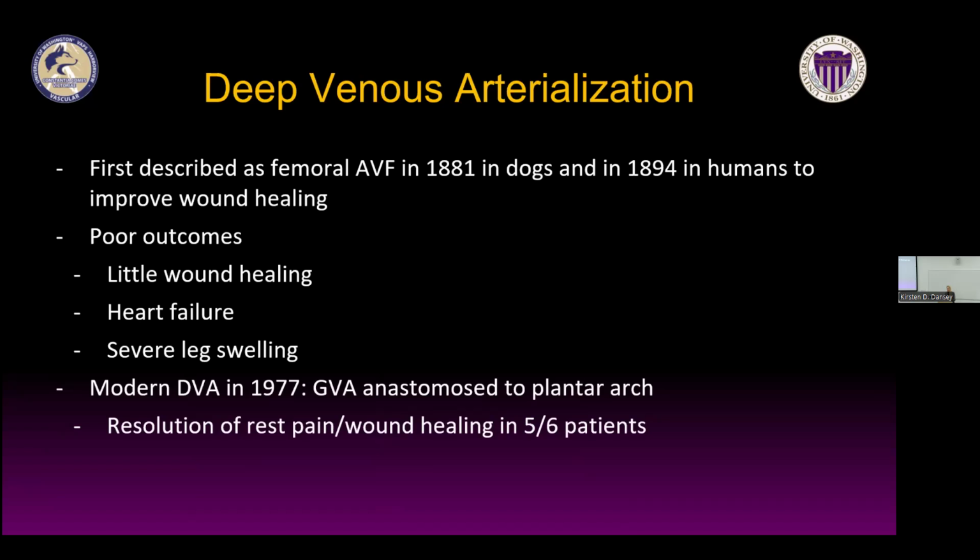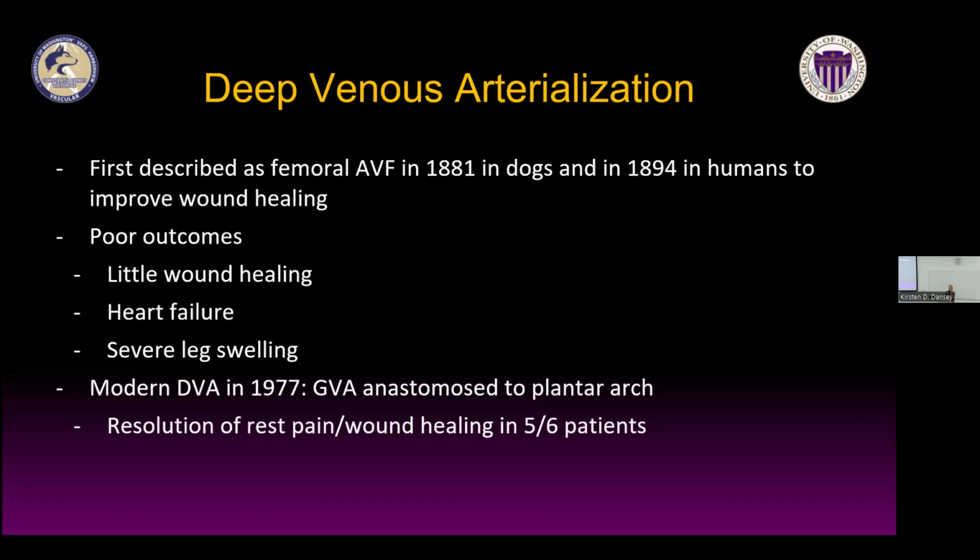We essentially perform an arteriovenous fistula that we create proximally to the diseased tibial artery. We use a covered stent to create that fistula. The arterial blood is diverted from the tibial vessels into the covered stent and into the venous system to essentially bypass the occluded vessels. And the venous system is really leveraged to deliver oxygenated arterial blood. It was first described in the 1800s, and it was shown to have pretty poor outcomes with poor wound healing, leading to heart failure as well as severe leg swelling.